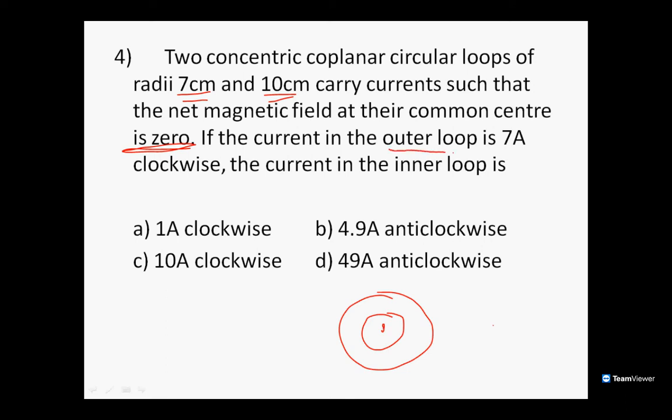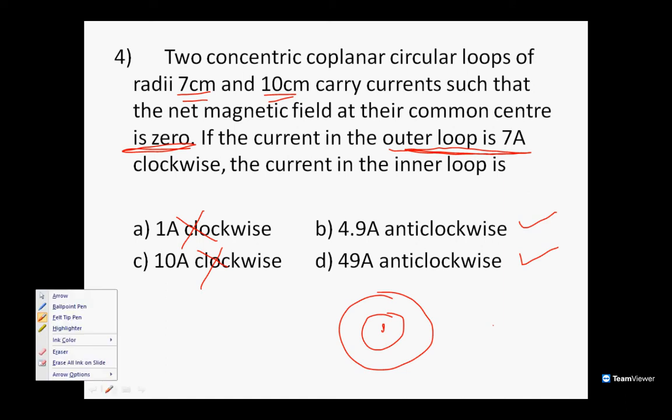You see, in the outer loop, current is 7 ampere. Then definitely in the inner coil, the current must be in the anti-clockwise direction, so that either this is possible or this is possible. Now eliminate this, eliminate this. The elimination process is more important. But still I don't know whether B is right or D is right.